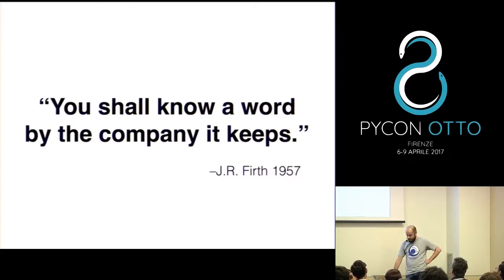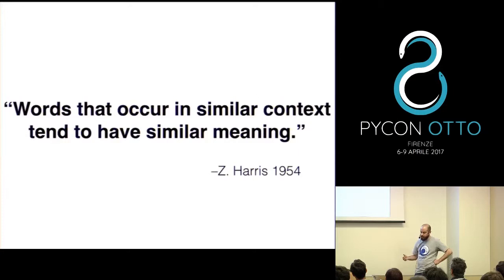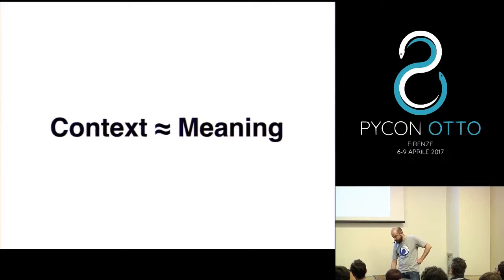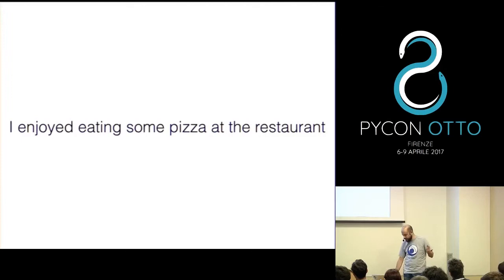There is also another reference that is maybe a bit more clear. Words that occur in similar contexts tend to have similar meaning. So in summary, we have a word, we want to represent the meaning of a word, and we can approximate the meaning of a word using the context, so using the surrounding of a word. So I'll just give you an example. This is a sentence: I enjoyed eating some pizza at a restaurant, and to make it more credible, I actually did enjoy some pizza last night.